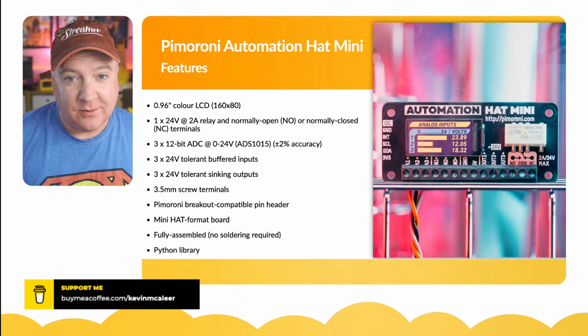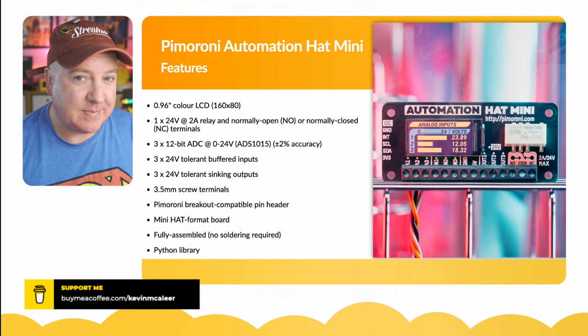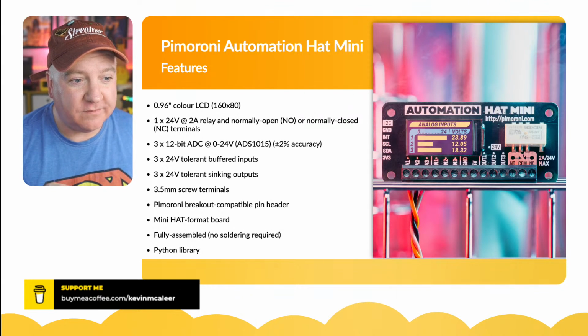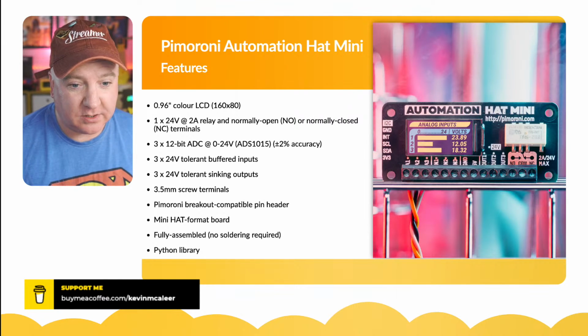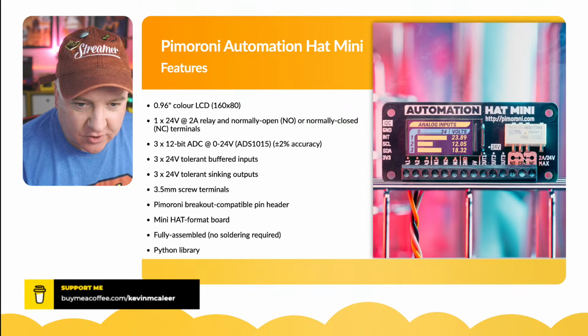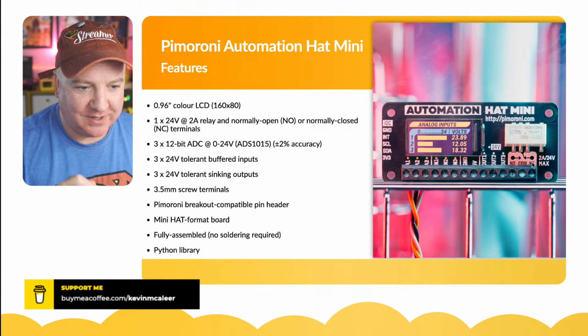So that's the 0.96 inch LCD, 160 by 80 pixel display. It has one 24 volt, 2 amp relay, which can be used normally open or normally closed. If you look on the diagram there, you've got 2 things. You've got the common ground, you've got normally open and normally closed, and that's just whether the circuit is normally open or normally closed.